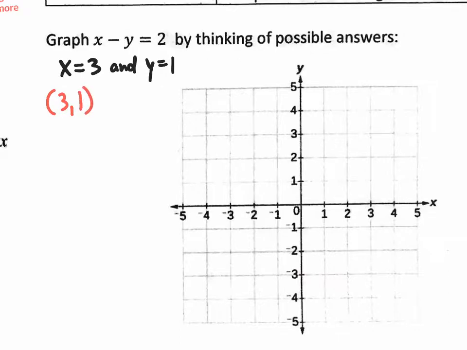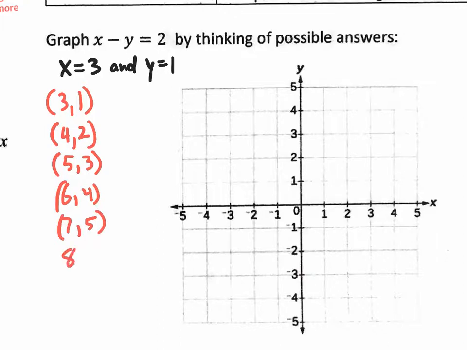Because that's saying x equals 3 and y equals 1. So 3 take away 1, that's 2. What other answers work? 4 and 2. Let me write that down. 4 and 2. Or 5 and 3. Or 6 and 4. Or 7 and 5. 8 and 6. 9... 104 and 102. Okay, so we get the idea that this goes on forever.